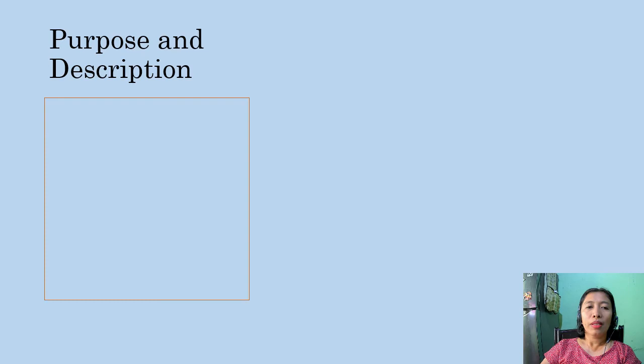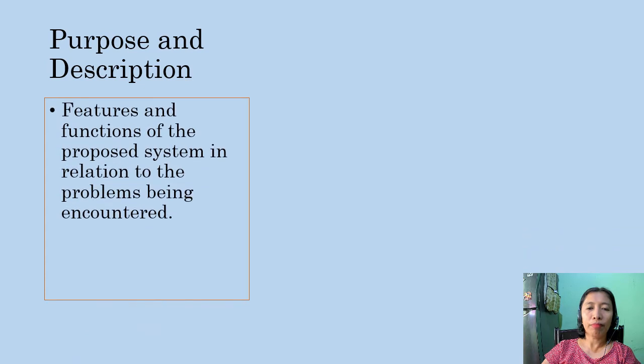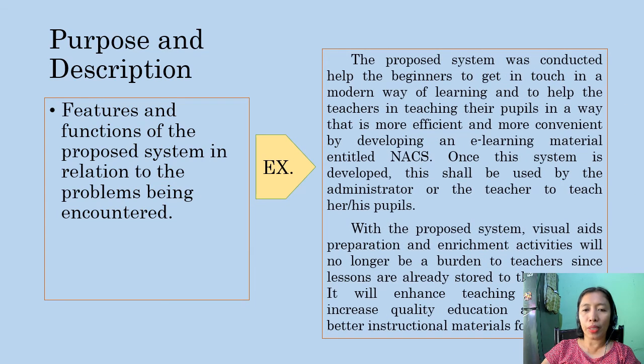Okay. So next, what about the purpose and description? Okay, so in writing the purpose and description, you are going to write down the features and functions of the proposed system in relation to the problems being encountered. So, ilagay mo dun yung mga features niya. Paano mo? How are you going to solve the problems being encountered? Okay? Example.